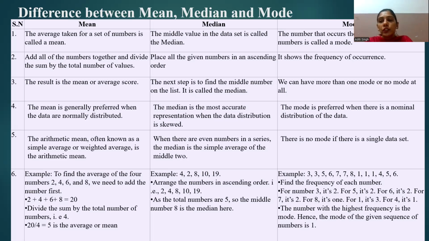So basically, skewed data is data which creates an uneven distribution on a graph. When there is an uneven distribution while preparing a graph, that data is basically known as skewed data. Okay.